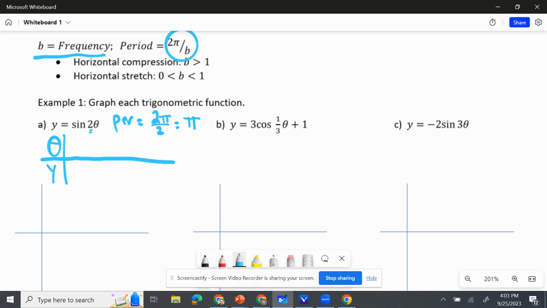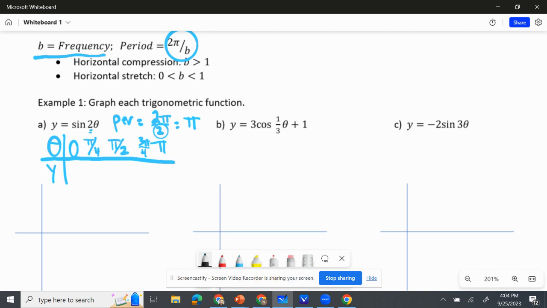So what we have is 0, and then instead of pi halves, we have pi fourths because we're dividing everything by 2. That gives us pi halves, and then 3 pi over 4, and we end at pi. So our period is now pi. Instead of ending at 2 pi, it ends at pi. The same y values we're going to be using.